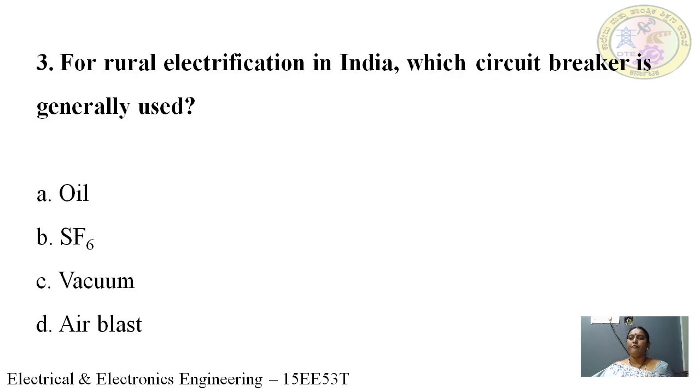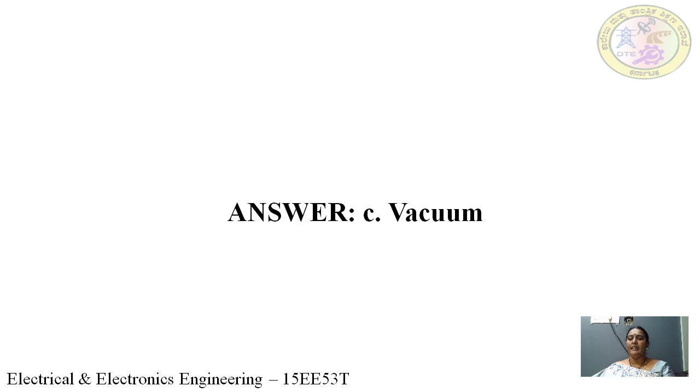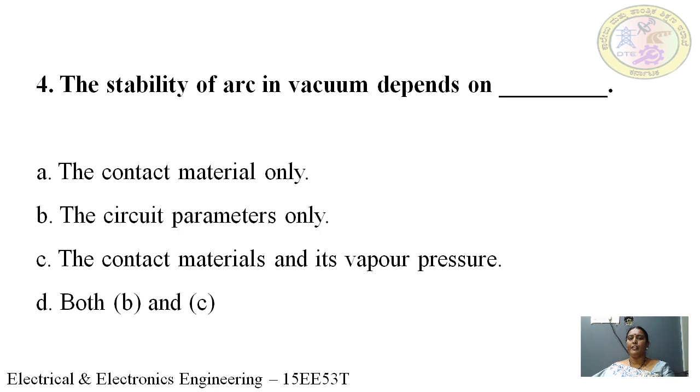Next, for rural electrification in India, which circuit breaker is generally used? For that, the answer is vacuum circuit breaker. A vacuum circuit breaker is used for rural electrification in India.